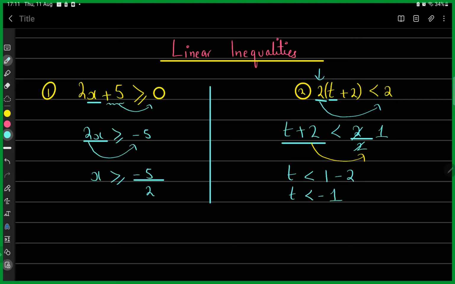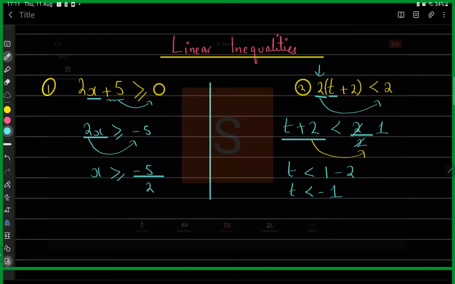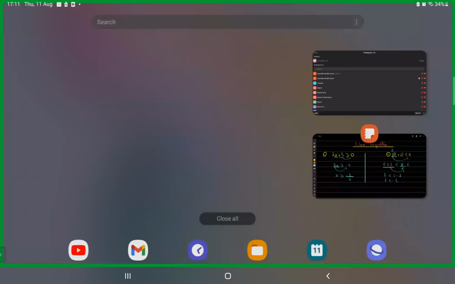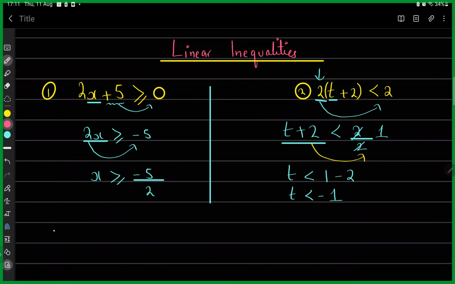Okay. This is how exactly we solve inequalities, just like we solve simple equations. Another thing: how do we represent this on a number line? That's also important. Let's talk about that now. So this is basically your number line. This is 0. This is minus 5 by 2. And it says x is greater than or equal to minus 5 by 2.